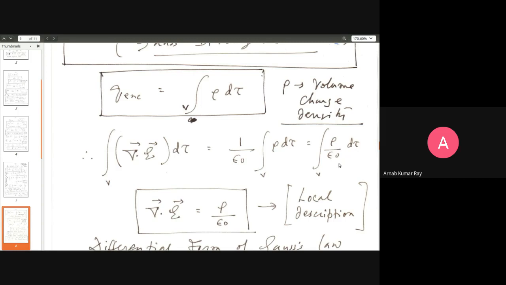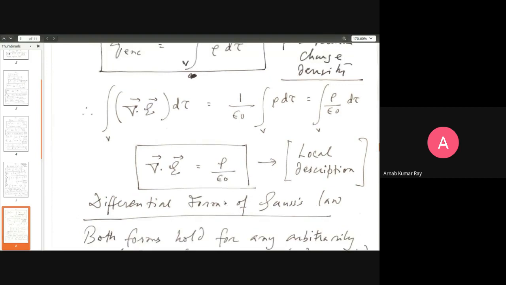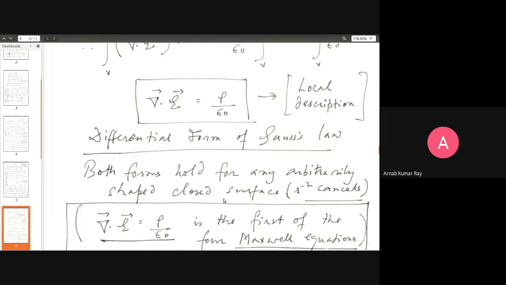Now you make a comparison between the left-hand side and the right-hand side. The left-hand side has got divergence of E. The right-hand side has got rho by epsilon naught. The left-hand side has a volume integral, and the right-hand side has a volume integral, d tau and d tau. The next thing is for you to say divergence of E is equal to rho by epsilon naught. This is a local description, the differential form of Gauss's law.